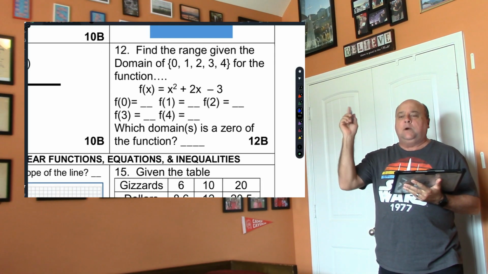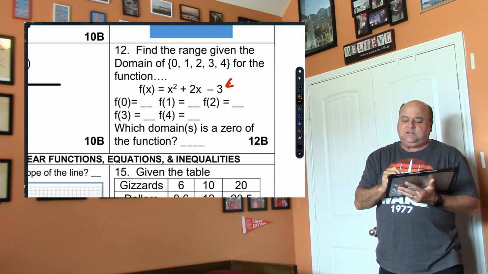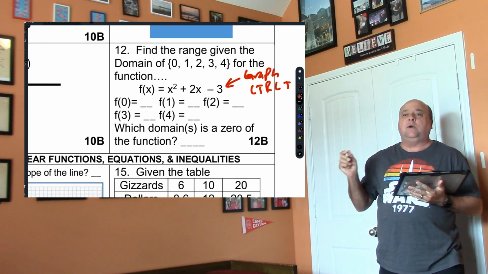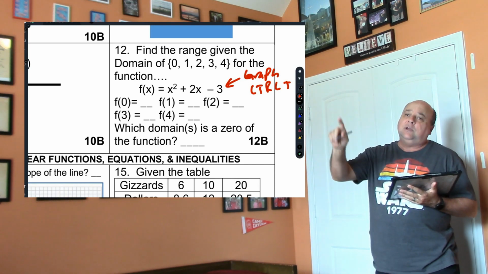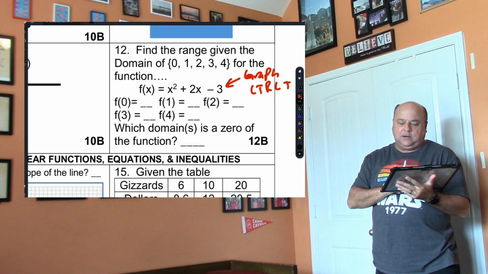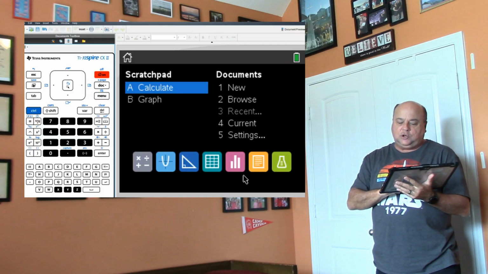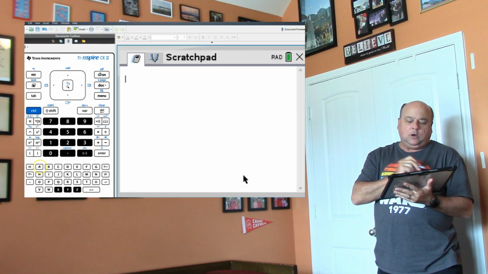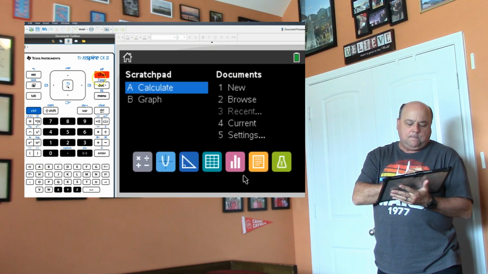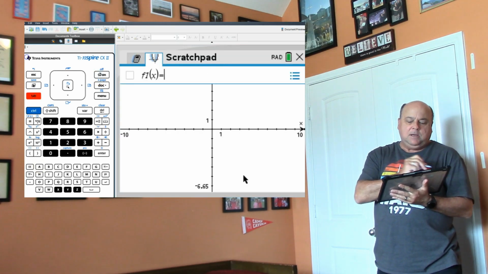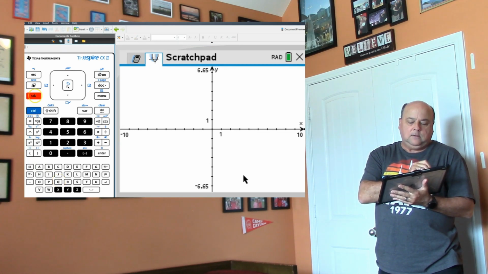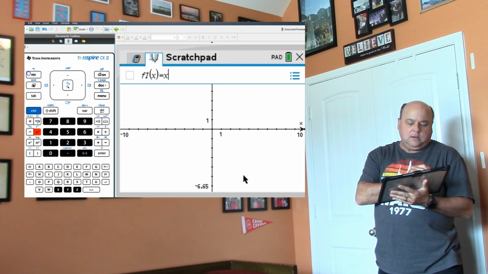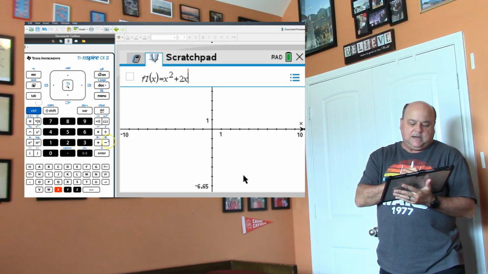On number 12, remember, we need to graph this and then hit Control T to get the range values. So we're going to graph the function, hit Control T, the table will tell us our domain and range. So x squared plus 2x minus 3. So I'm going to go to Graph, Home, B, hit Tab, and then it was x squared, Tab, x squared plus 2x minus 3.